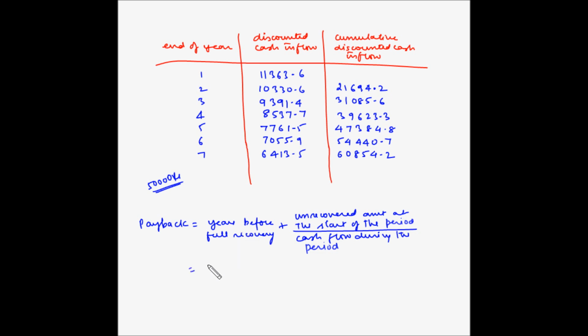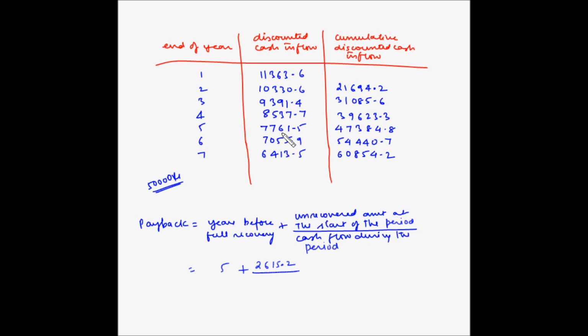So here, as we saw earlier, years before full recovery is 5. Unrecovered amount at the start of the period will be 50,000 minus 47,384.8, because this much we have already recovered at the end of the 5th year. So this is equal to 2615.2 divided by cash flow during the period.